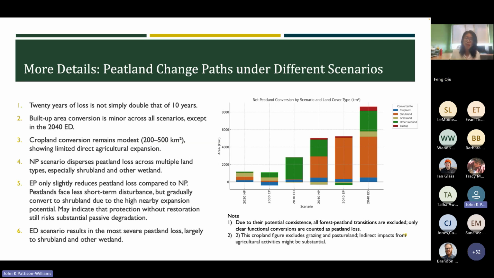Sure. Thank you. And for the environmental protection scenario, although it's environmental protection, we only see a tiny, very minor reduction of the loss of peatland. We still see quite a substantial loss of peatland, but to different types, for example, loss to shrubland. And for the accelerated energy development scenario, you can see it's a very massive loss of peatland. Next page, please.